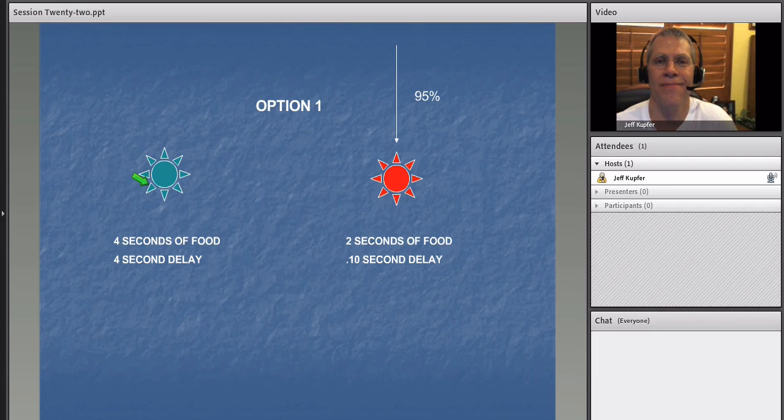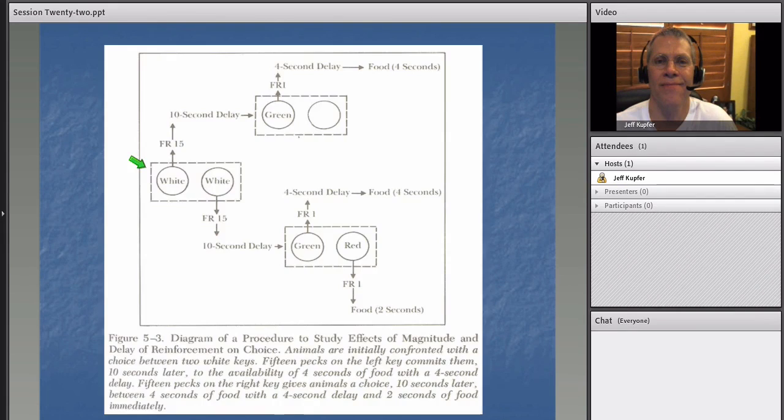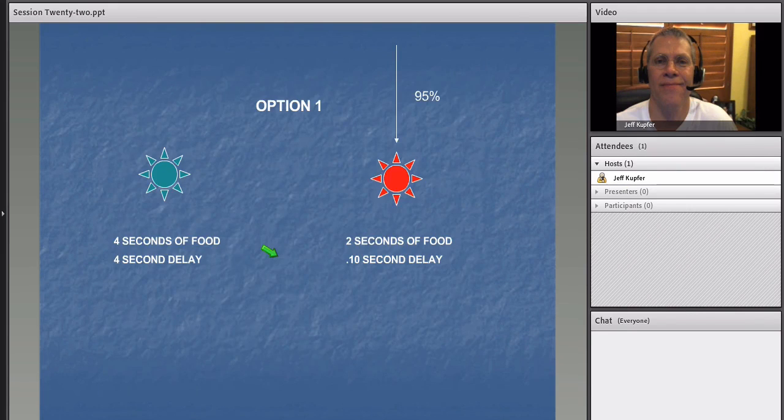Given that they start off in this scenario, and they could either peck the white key to get up here, and all they have access to is this green key, or they could peck this key and gain access to both the green and the red key. Now I ask you, what do you think the pigeon's going to do? Now, here's the interesting thing.